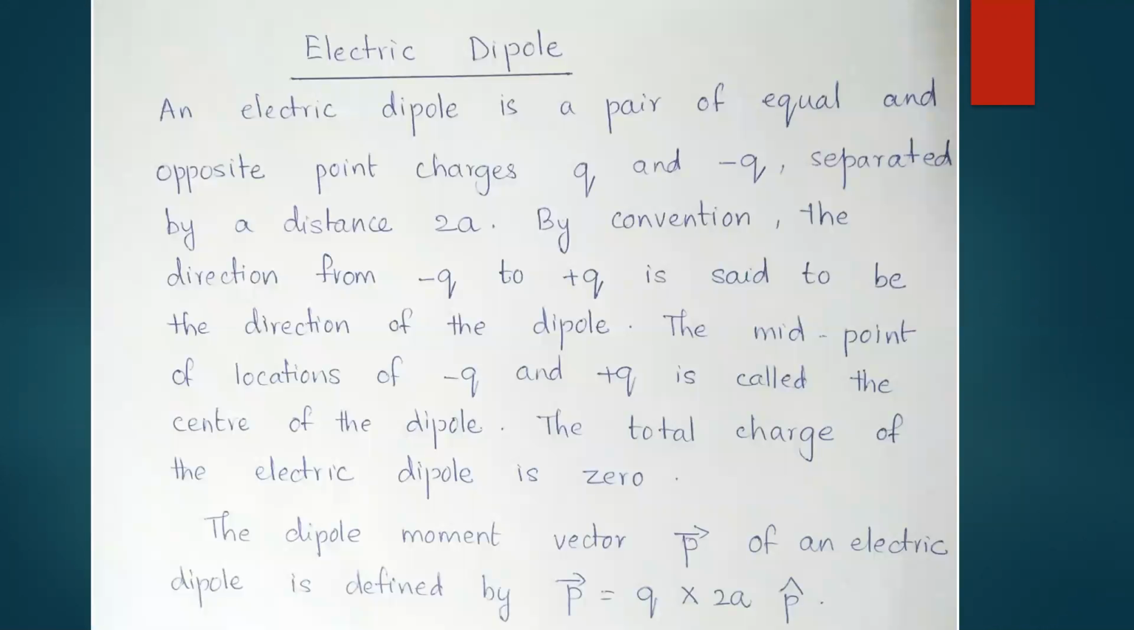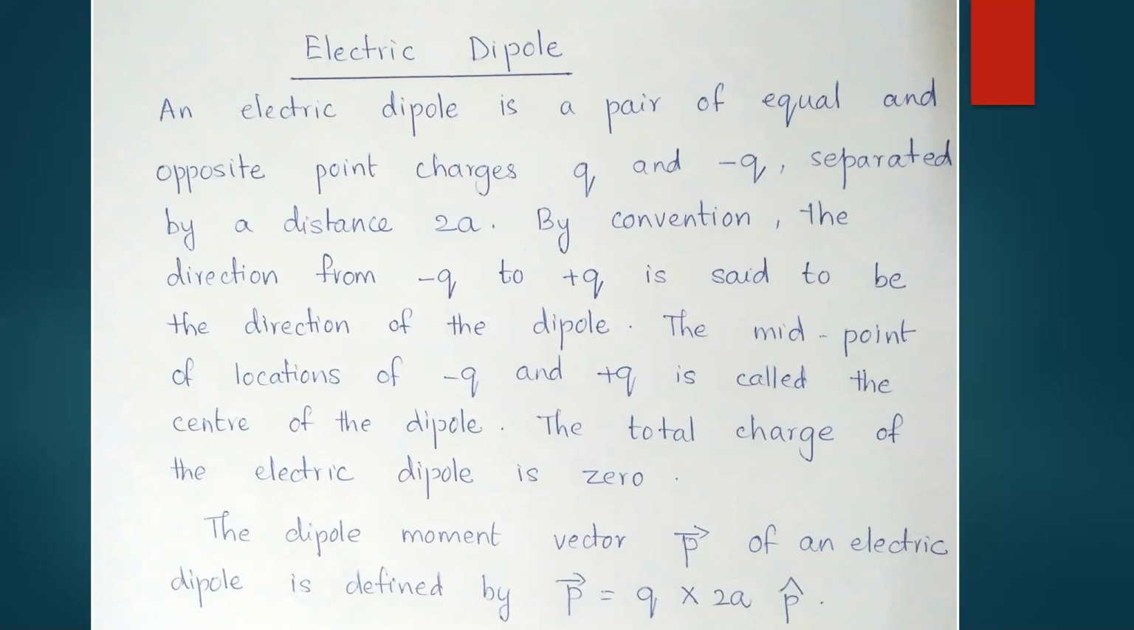We know an electric dipole is a pair of equal and opposite point charges. There are two charges, plus q and minus q. They are separated by a small distance 2a. By convention, the direction from minus q to plus q is said to be the direction of the dipole. So this is the direction of the dipole, from minus q to plus q.